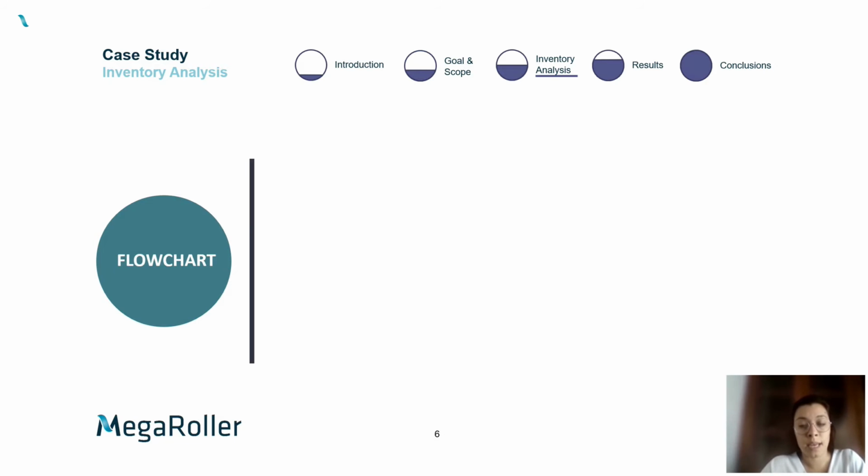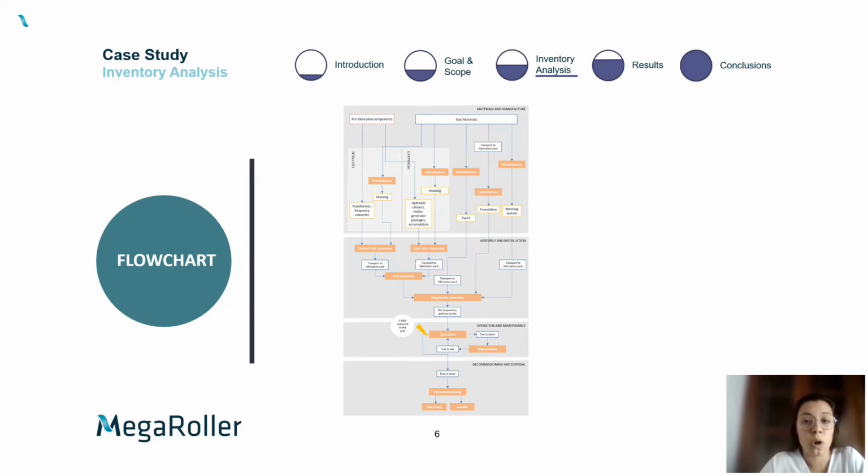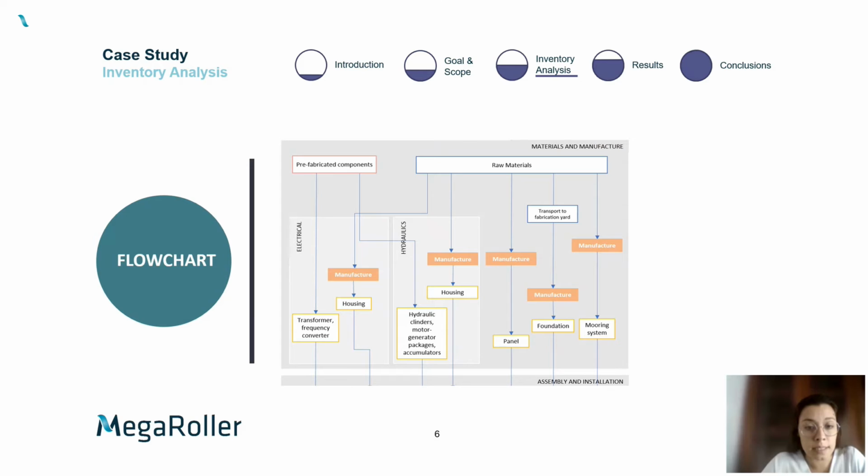Usually, every life cycle inventory analysis starts with a flow chart, which shows all the main inputs and outputs and processes that are part of the life cycle assessment. In this case here, this is zoomed out. The first stage would be the materials and manufacture. It illustrates all the components and subcomponents that we're taking into account, and also the transport and logistics that are involved in this stage.